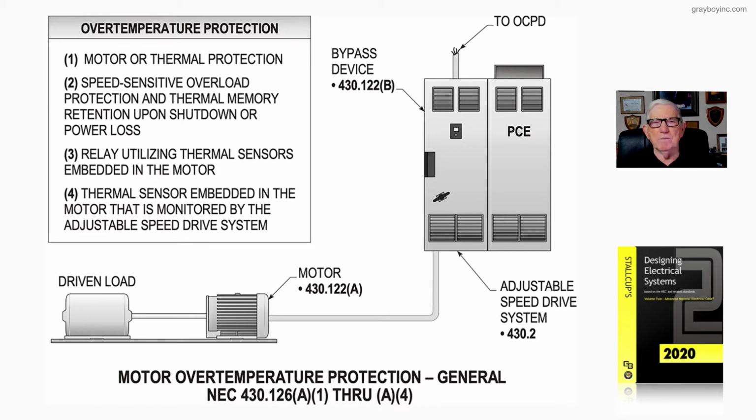head Over Temperature Protection. Item 1 there is motor or thermal protection. 2, speed sensitive overload protection and thermal memory retention upon shutdown or power loss. Relay utilization, thermal sensors embedded in the motor. Thermal sensors embedded in the motor that is monitored by the adjustable speed drive system.